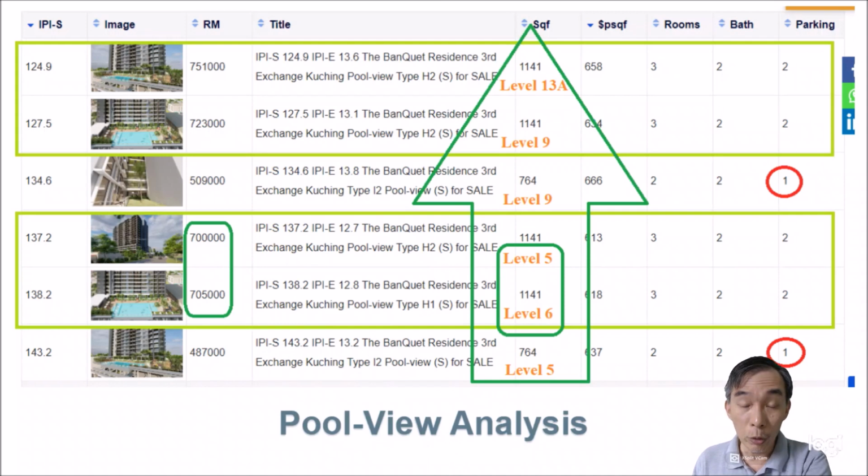So now we look at the pool view analysis and the situation of our local preference of buyers. More people tend to, when buying property at a facility, want to see the facility. Pool view, according to this analysis, doesn't seem to show us preference or any strategic reason that it is being sold at a higher price.